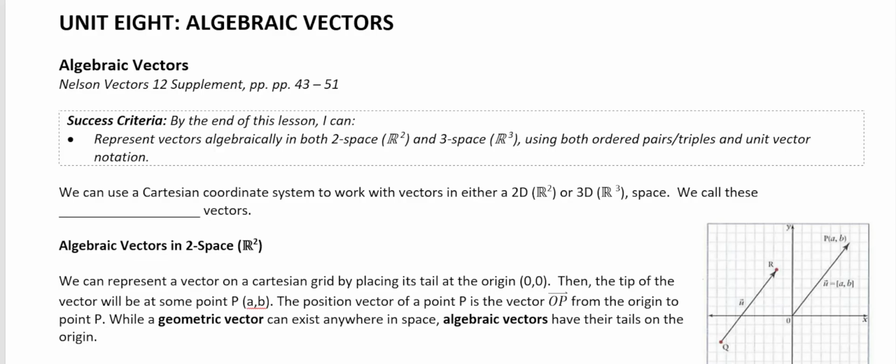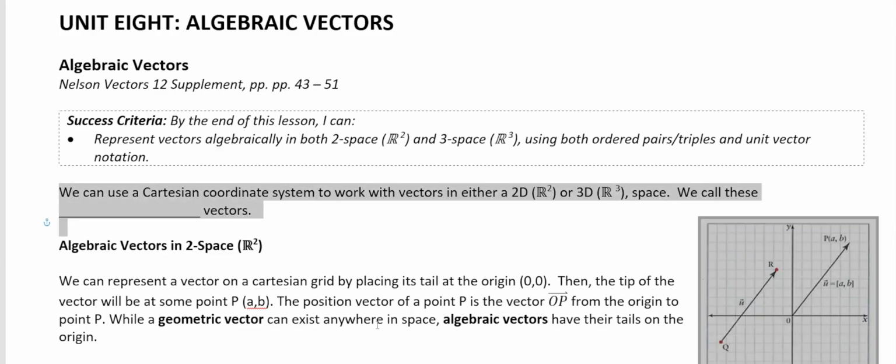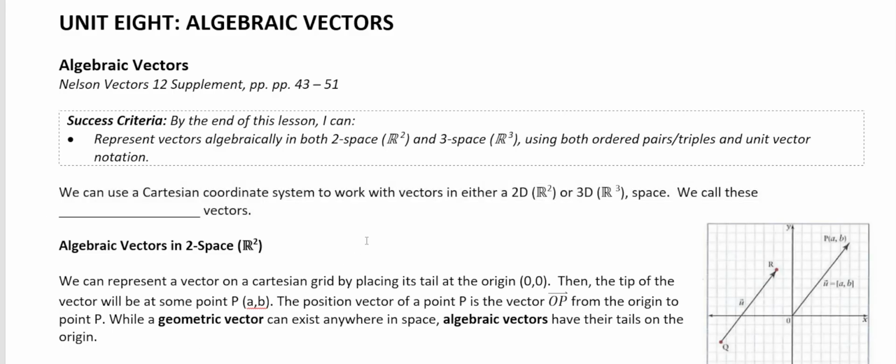This is the first lesson of Unit 8, Algebraic Vectors. We can use a Cartesian coordinate system to work with vectors in either 2D, R squared, or 3D, R cubed space. We call these algebraic vectors. We'll start with doing algebraic vectors in 2 space.